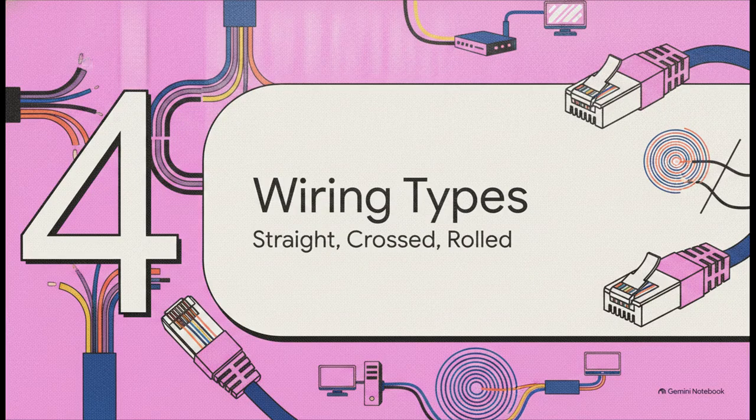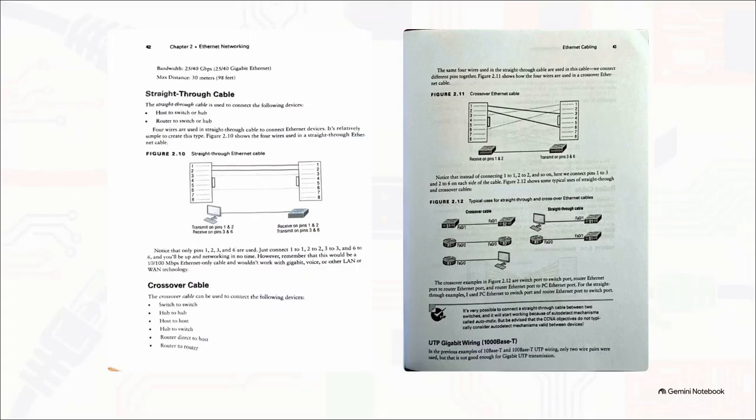Which brings us to part 4, wiring. Specifically, straight, crossed, and rolled. Here's the thing. Just having the right category of cable isn't quite enough. The internal pins actually have to align perfectly for the devices that are communicating. If we look at a standard straight-through cable, you'll notice pins 1, 2, 3, and 6 map directly to those exact same pins on the other side. We typically use this to connect a host to a switch.